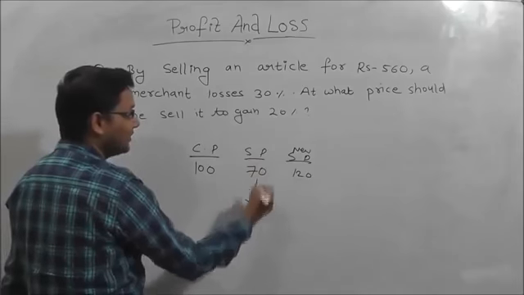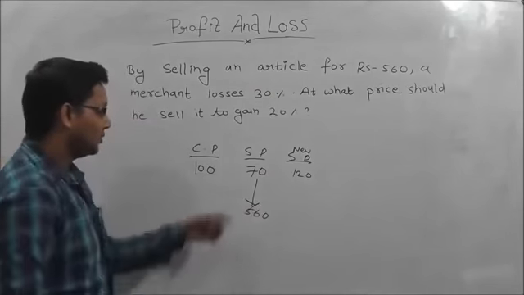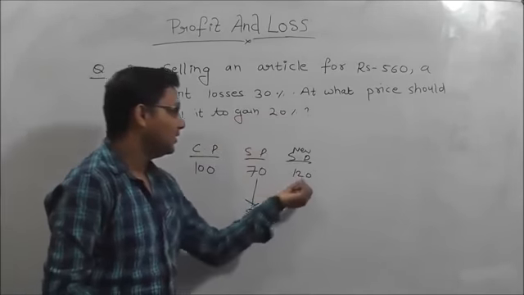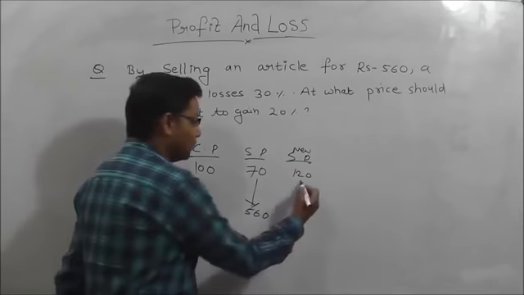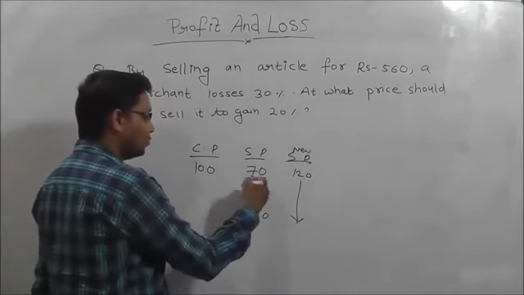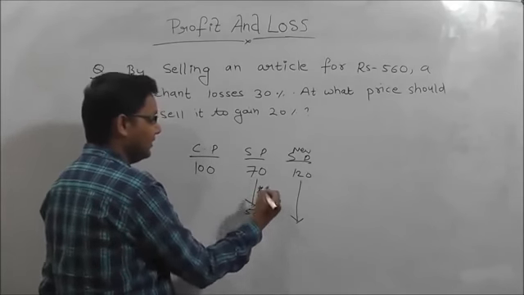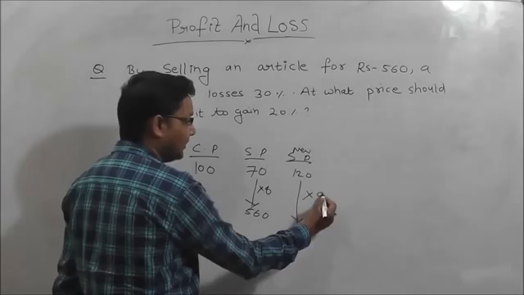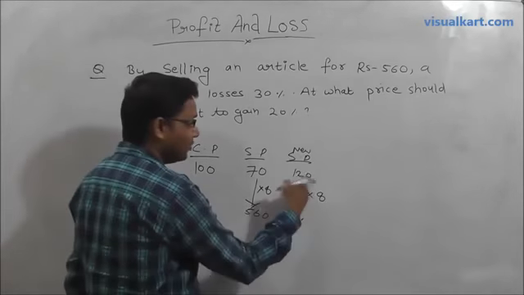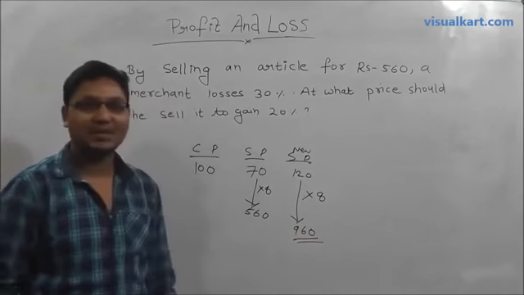By selling an article for rupees 560, a merchant loses 30%, so this value is given as 560. We have to find at what price should he sell to gain 20%, so we have to find the new selling price. Okay. So what to multiply in 70 to get 560? That is 8. So this also you multiply by 8. How much will you get? 120 into 8 is 960. It is as simple as you think.